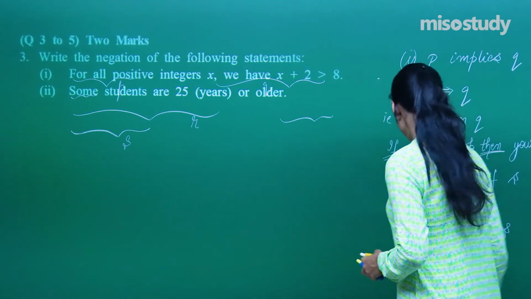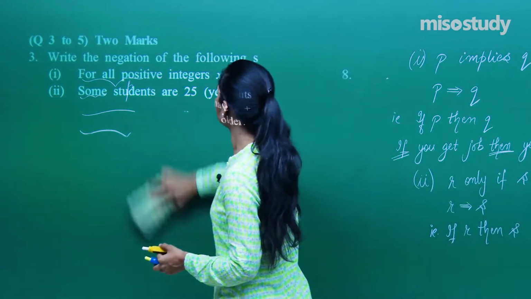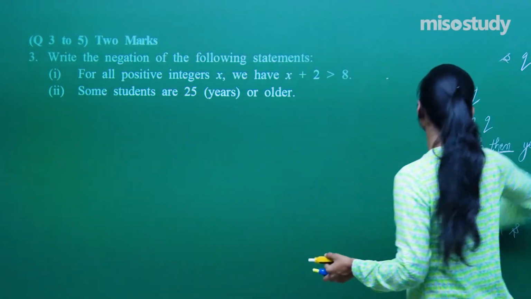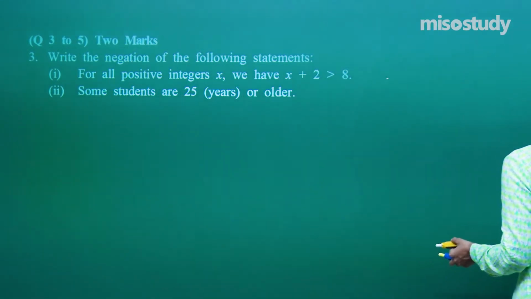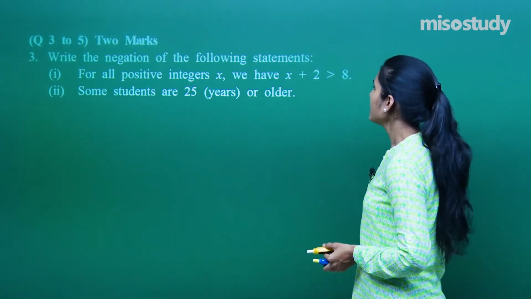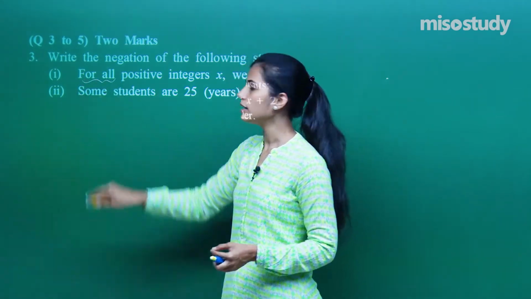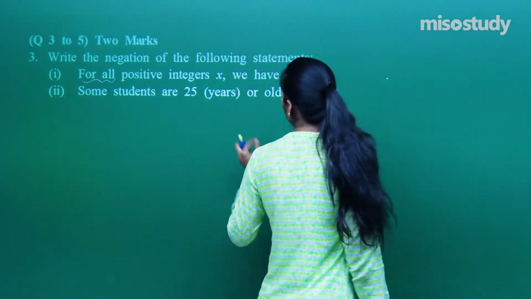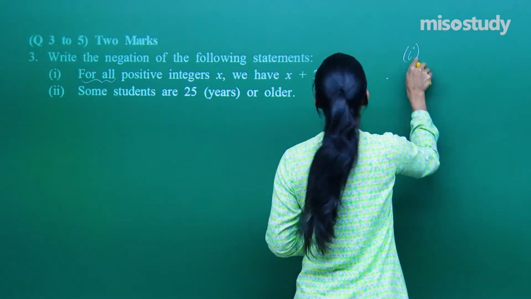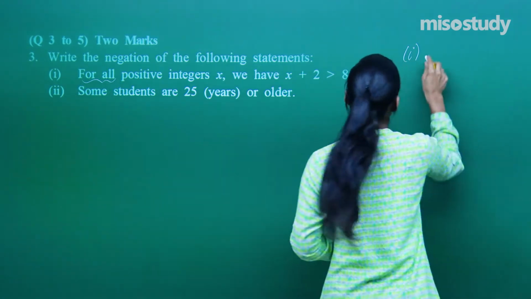Then you have: write the negation of the following statements. So there are two statements given to you, you have to negate them. That means deny what they are trying to say, and hence the truth value will also be opposite. For all positive integers x, we have x plus 2 greater than 8. What is the negation of the phrase for all? Quantifier. For every positive integer x, we have x plus 2 is greater than 8. Negation of it would be, if I am saying this is my statement P, I am writing not P.